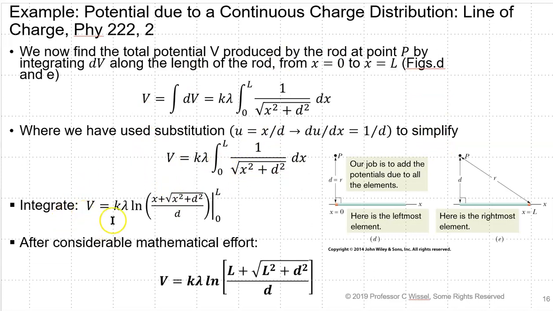When we do that, we find that V equals K lambda times the natural log of the quantity x plus the square root of x squared plus d squared, divided by d, between the limits of 0 to L. After a little bit, or a lot, of mathematical effort, we find that V equals K lambda times the natural log of the quantity L plus the square root of L squared plus d squared, divided by d.